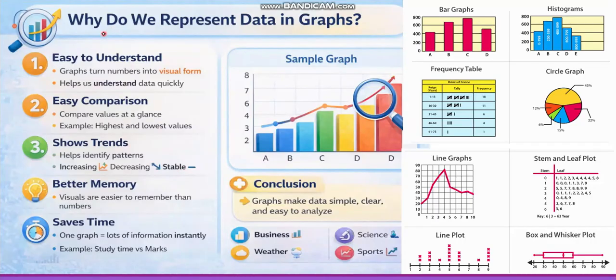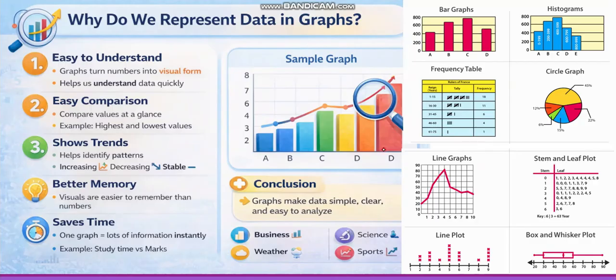So first of all, as we discussed, why do we represent data in graphs? We can review that. Basically, it becomes easy to understand when we make graphs like pie charts, bar graphs or line graphs, and it also becomes easy to compare the data, meaning we can easily differentiate between trends that are increasing or decreasing. It is also easy to memorize and it saves time. We also saw different types of graphs, but in our first exercise we just worked on bar graphs and pie charts.